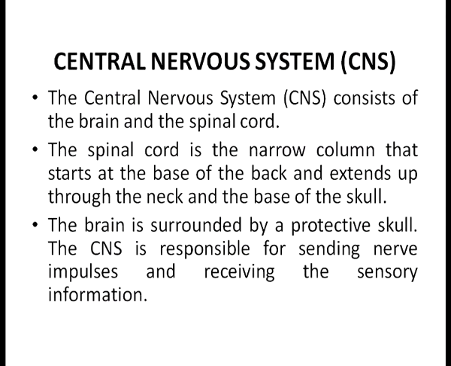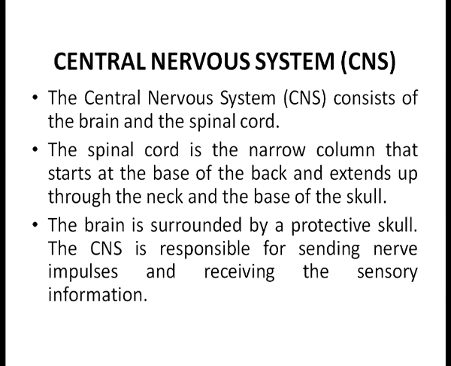Now, we are going to discuss how this nervous system works and what the different parts of the nervous system are. First of all, let us talk about the central nervous system, also known as the CNS. The central nervous system consists of the brain and the spinal cord. The spinal cord is the narrow column that starts at the base of the back and extends up through the neck to the base of the skull. We will get a picture of how it looks. The brain is surrounded by a protective skull.